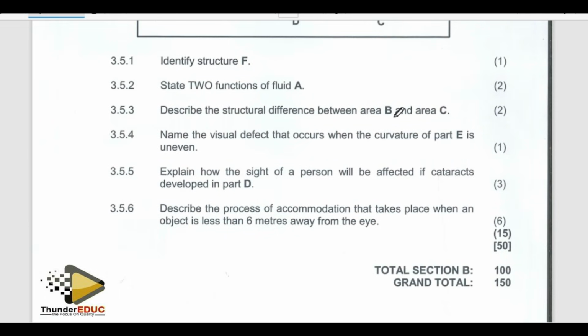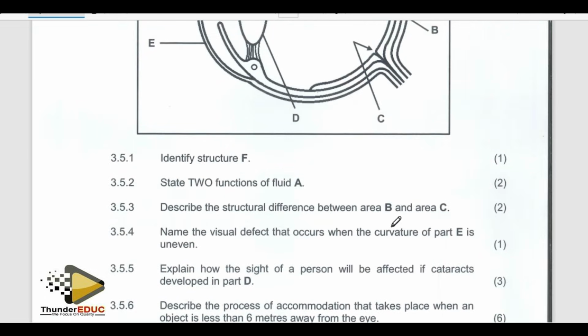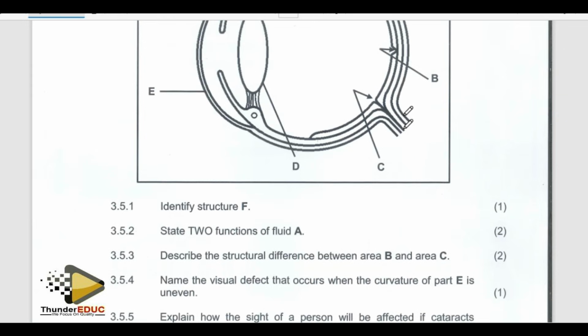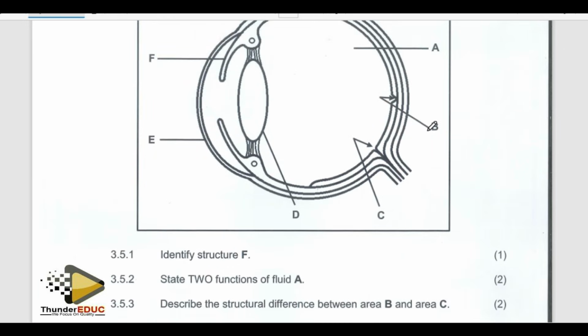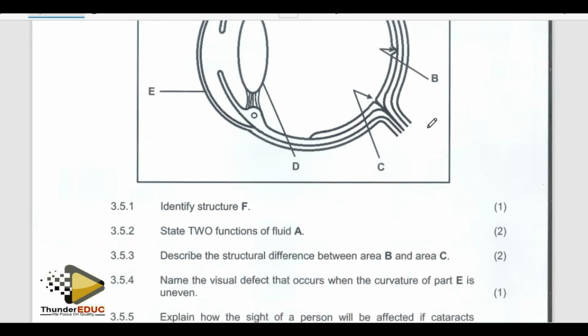Describe the structural difference between B and C. B is yellow spot. That's where the clearest image is formed. So it has more rods and cones. The highest concentration of rods and cones is found in B. They are saying structure. And then C has no photoreceptors, no rods and cones at all. Meaning that if the image forms there, you'll be blind. You won't be able to see that object. That's why it is called the blind spot.